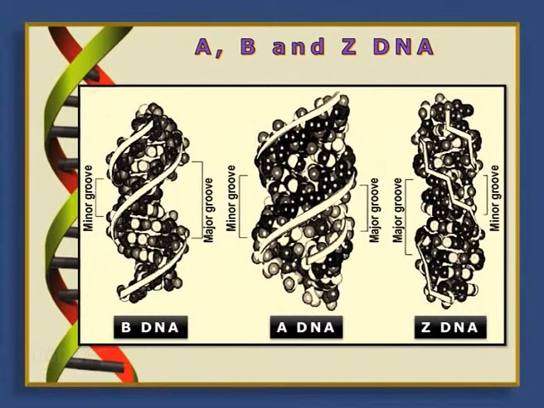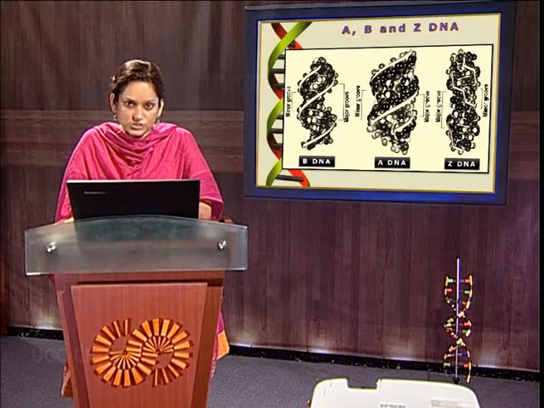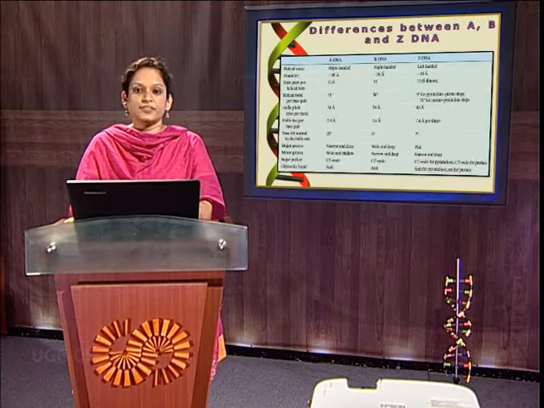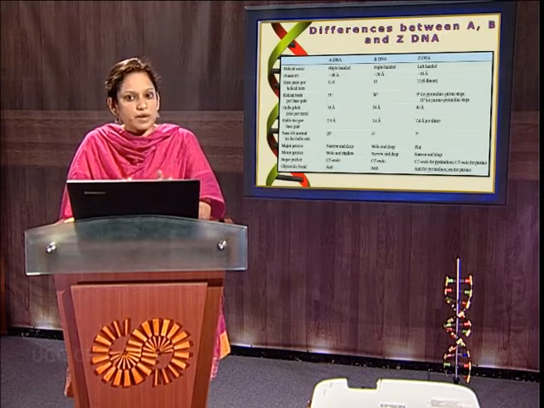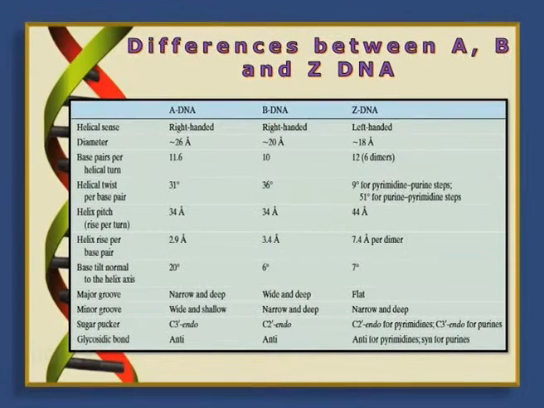So, let us now enumerate the differences. The A, B and Z DNA, as we have told you: the B DNA is a normal DNA, whereas the A DNA is the wider, flatter, right-handed DNA double helix. Z DNA is the left-handed, zigzag, longer, thinner DNA double helix. So, these three distinguishing features allow us to distinguish them. Besides this, there are other structural features which help to distinguish between the A, B and Z DNA. Let us see what they are.